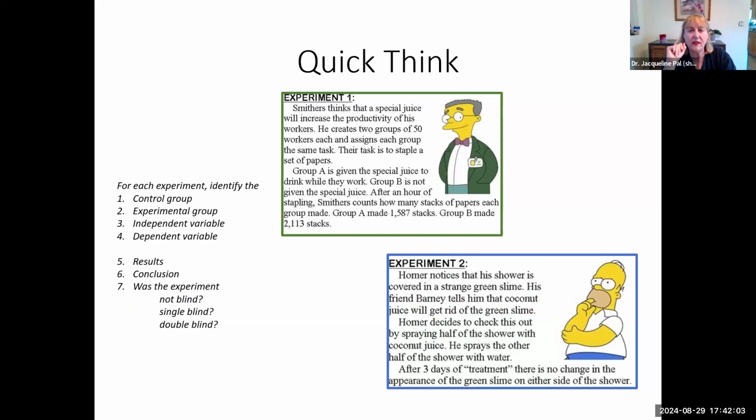So here's a quick thing. There's a couple of different experiments. For each of them, identify the little components that I wrote at the left. So stop the video, read the 2 different cute little experiments. They're not very difficult. Just work through it once or twice, and then I think you'll understand the process. And then continue on with the video.